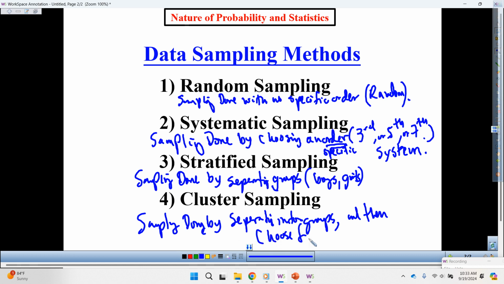Choose from a specific group. And that's going to be my data sampling group that I'm going to use for getting all the information. Okay? So now that we have kind of a feel for it, I'm going to give you a situation, and you're going to share with your neighbor what kind of sampling is going to be done with that group.